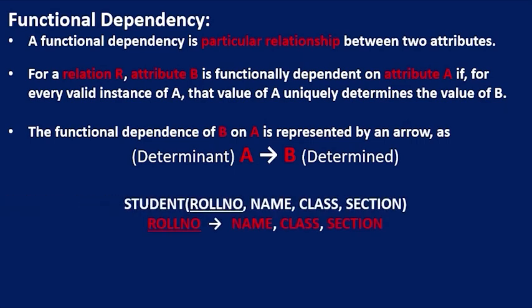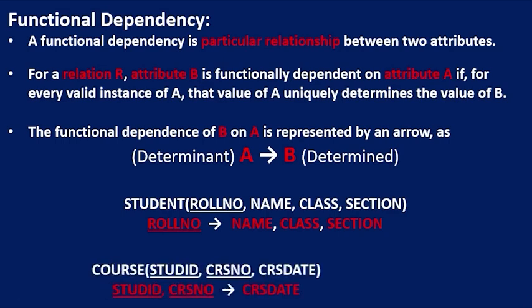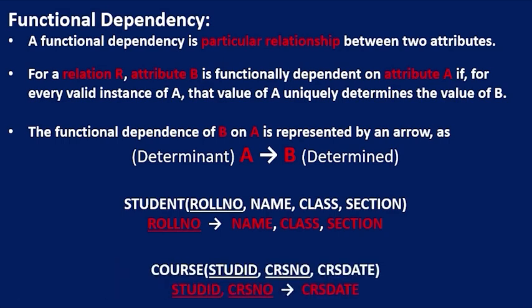In the example of student entity, roll number is used as a primary key. We can say roll number determines name, class and section, and in reverse we can also say name, class and section are dependent on roll number. In the other example of course entity, student ID and course number are used as a composite primary key. We can say student ID and course number determine course date, and in reverse we can say course date is dependent on student ID and course number.